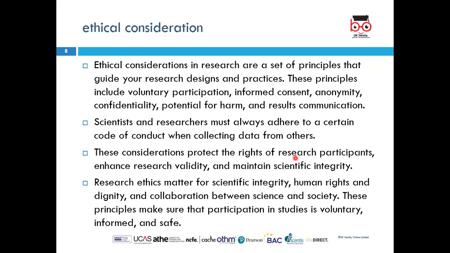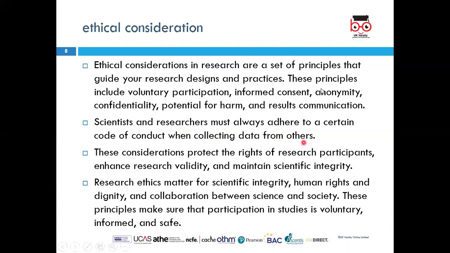If there's any harm in the research, that should be made clear, so that if they still want to be part of it, it's up to them. Anonymity, as I mentioned earlier, it's making the people anonymous. Their identity would not be disclosed, so that their confidentiality can be maintained. If there's any potential for harm, again, that should be communicated, and the results of the study should be communicated to them also.